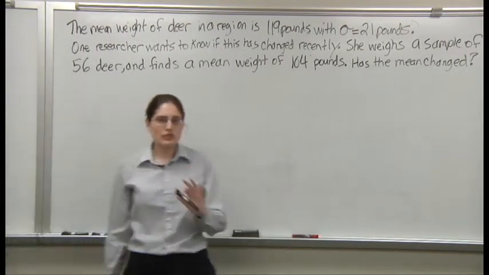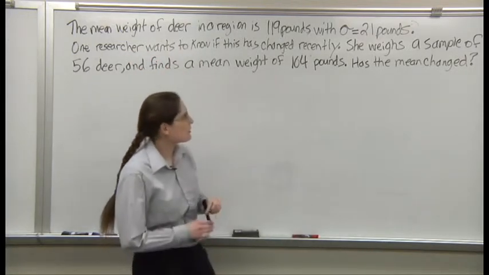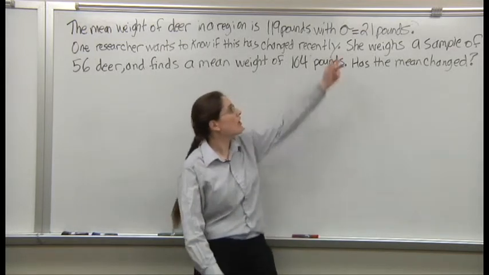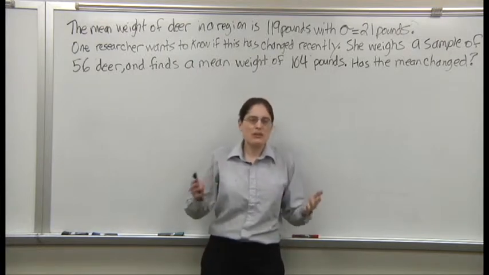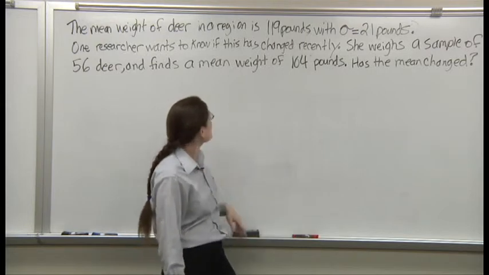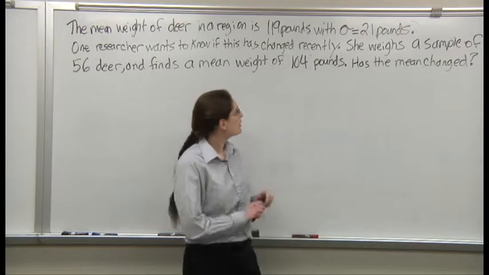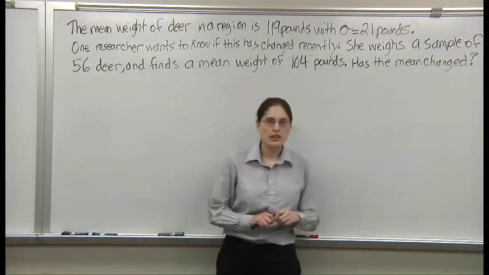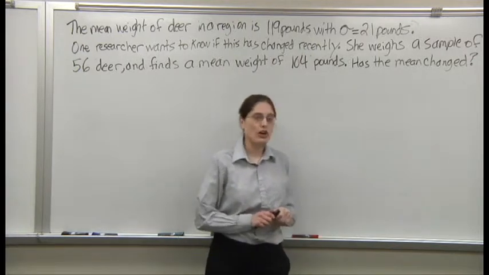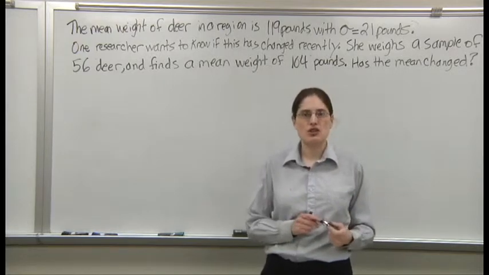So let's do another hypothesis test. The mean weight of deer in a particular region is 119 pounds with a standard deviation of 21 pounds. Let's say we've established this over a number of years. And a scientist wants to know if it's changed recently. So she goes out and finds some deer. She's able to find 56 of them, and they have a mean weight of 104 pounds. And we want to know, has the true mean changed?